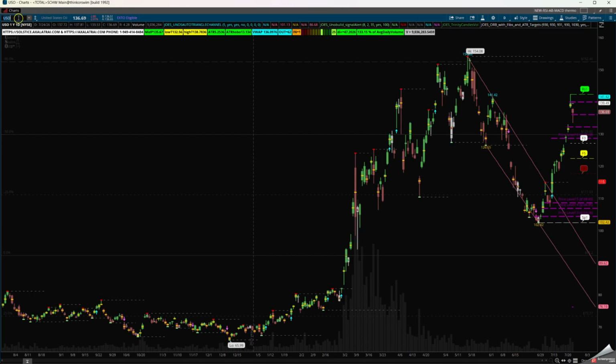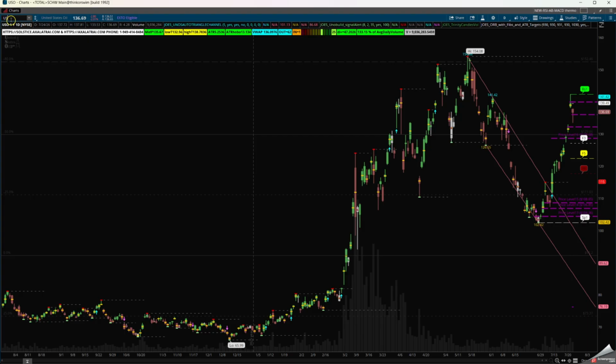I do have VPOCs. These purple lines are set to show me where the VPOCs are, and I do have two more up in this area which were not tested. Okay, there's one here and there's one here that's not tested. I don't have them marked.